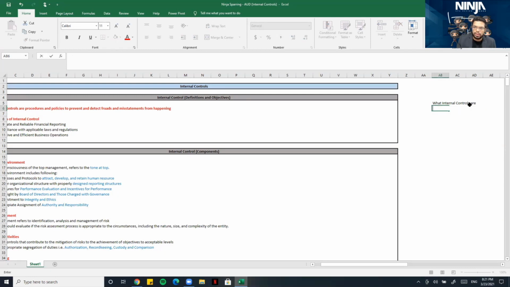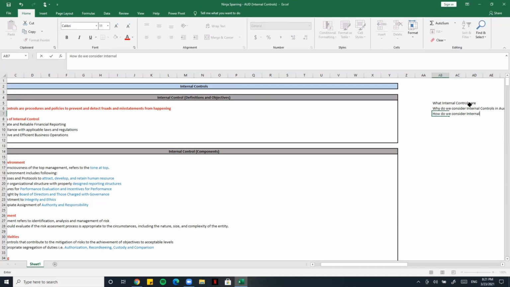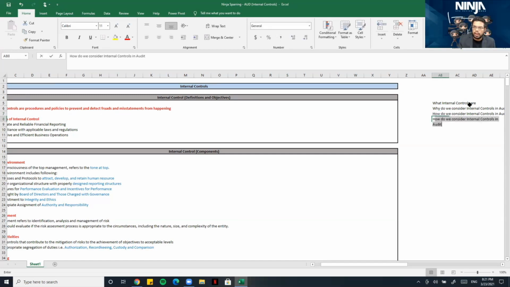Why do we consider internal controls in audit? How do we consider internal controls in audit? And how do we perform control testing? All these steps we will look at. How to perform control testing. These are the questions we will answer today.